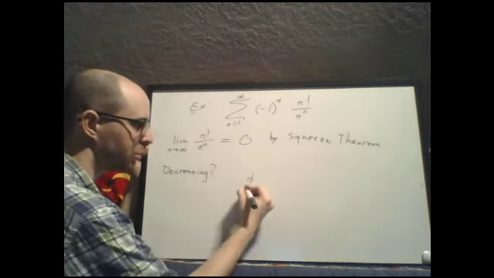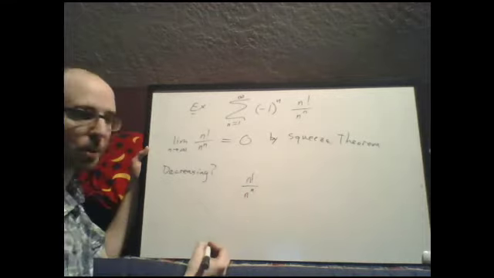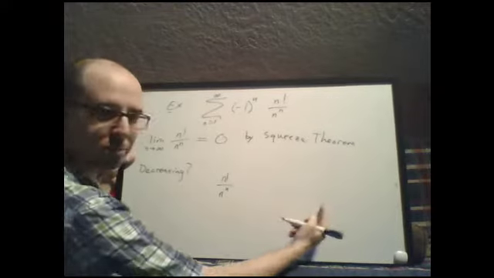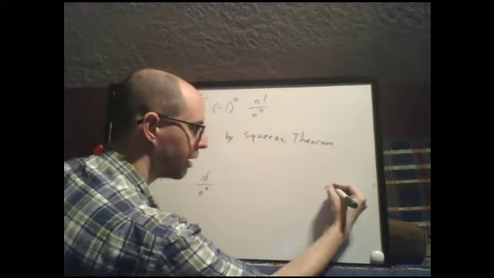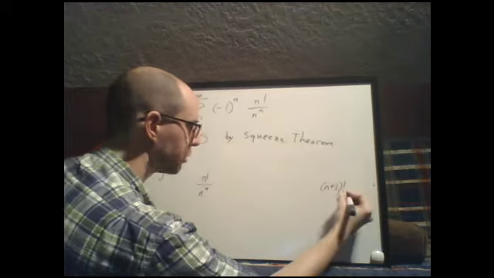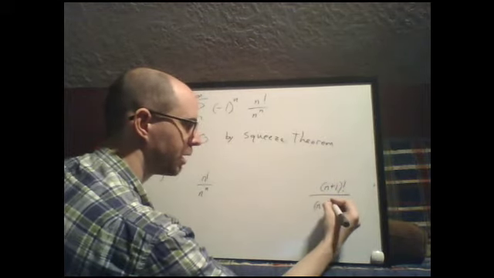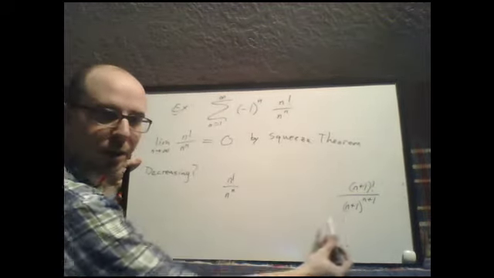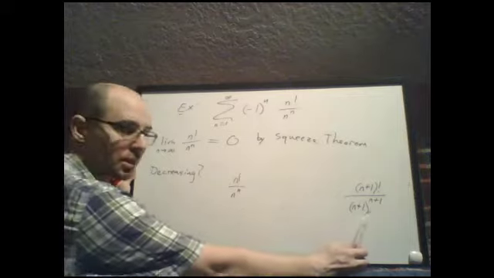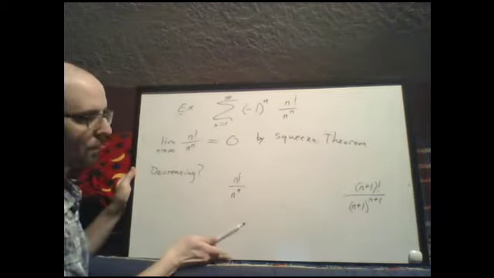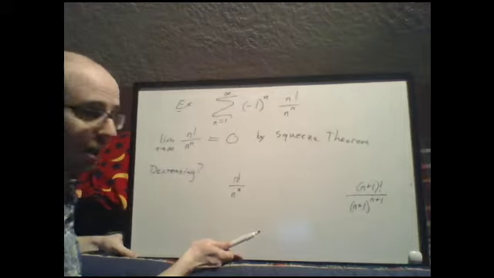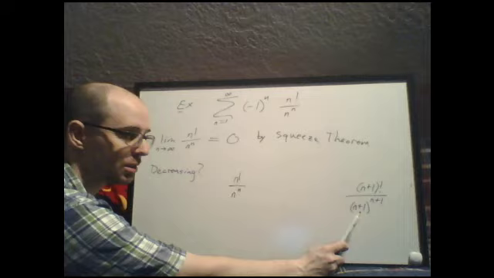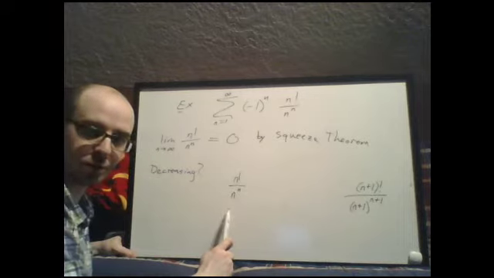We have n factorial over n to the n. We want to compare that to the n plus 1 version. So let me leave some space in between here. n plus 1 factorial divided by n plus 1 to the n plus 1. I replaced all my n's with n plus 1. So this is one term. This is the next term in the sequence. Okay, so I want this to be decreasing. So with n plus 1, that should be smaller than the version with n.